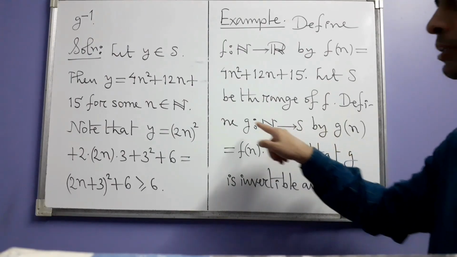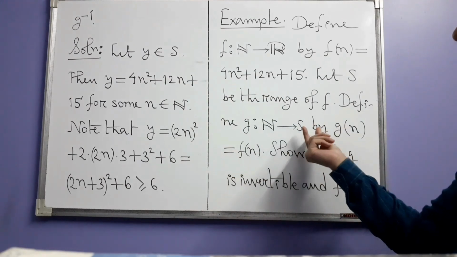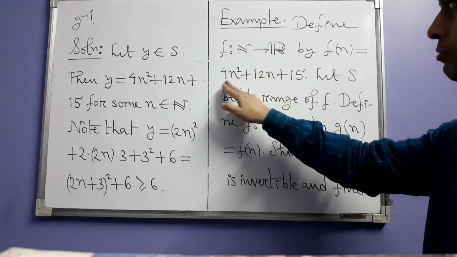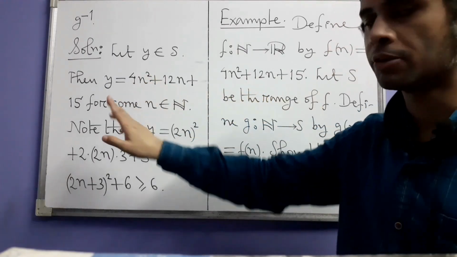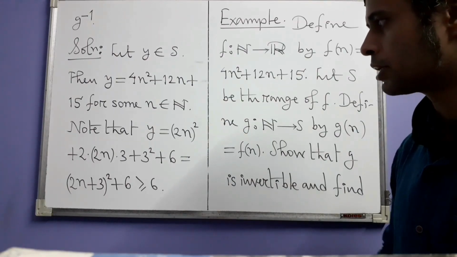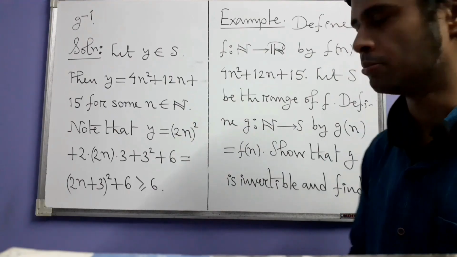So we start by taking any element y in S. Then by the definition of S, because S is the range of f, any element in S will look like this. So y is equal to 4n square plus 12n plus 15 for some natural number n. But now let us manipulate this quadratic polynomial.